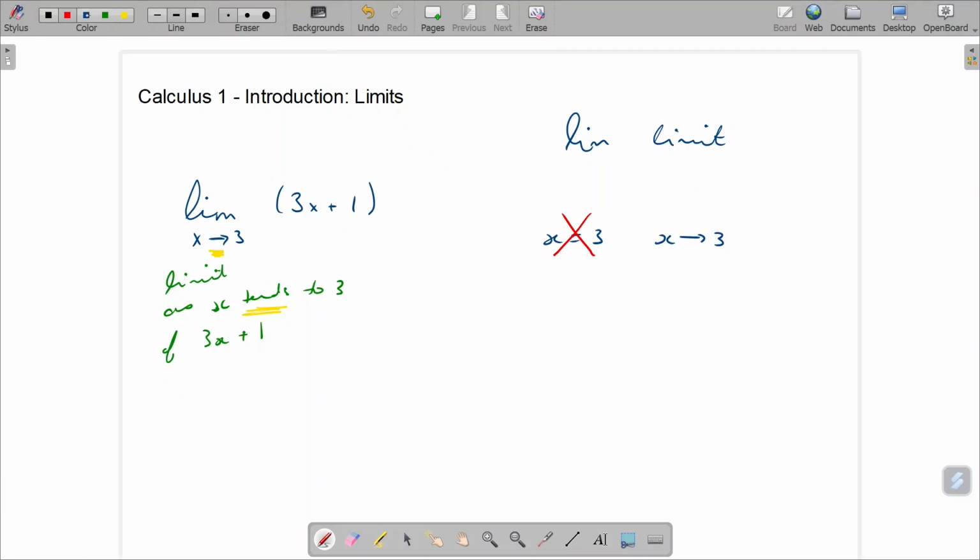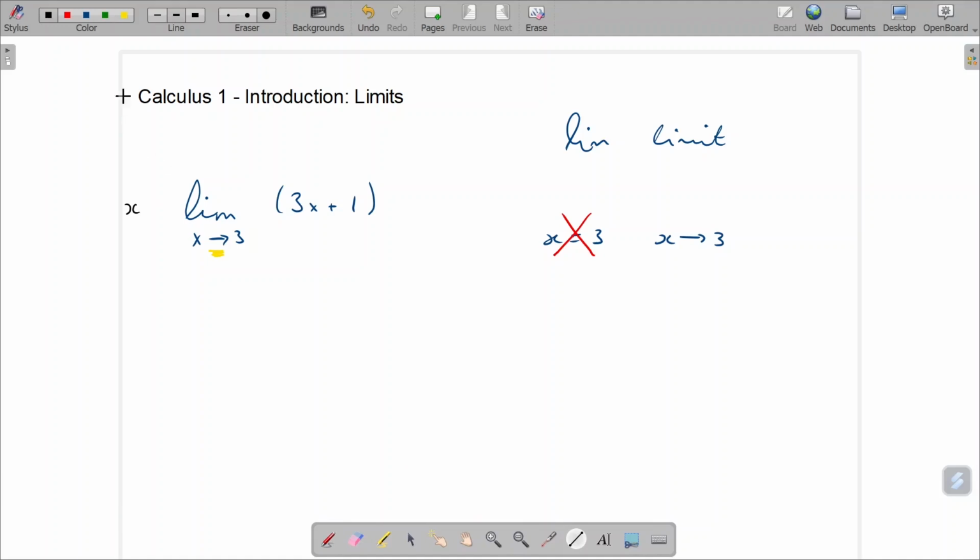And so what it allows us to do is to look at what will happen if we get to values very, very, very close to 3. 2.999, 2.99999, 3.00001, things like that. Values that are very, very close to 3 without actually getting to 3. Now, let's look at what happens if we look at this in a table. So let's throw this into a table.